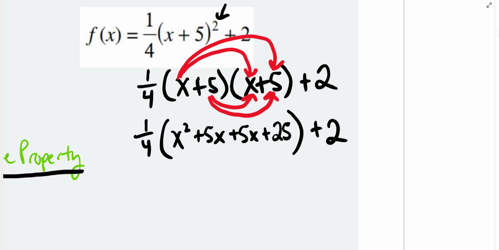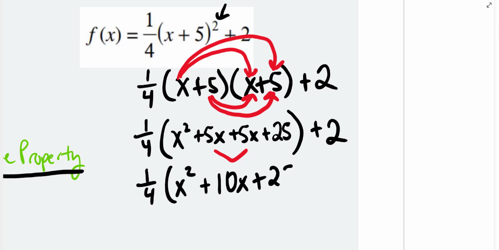Now before we do distributive property, we need to combine like terms in the middle. 5x plus 5x, how many x's total do you have? 10x. Now for this next part, we need to eliminate parentheses. So how do we do this? We use distributive property. So we're going to multiply out 1/4. Okay? So 1/4 times x squared, again, we just combined it. 1/4 x squared.